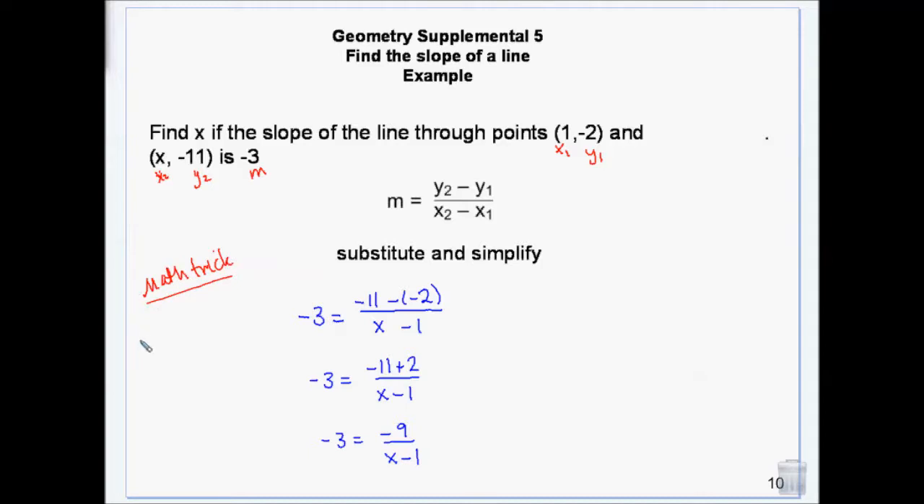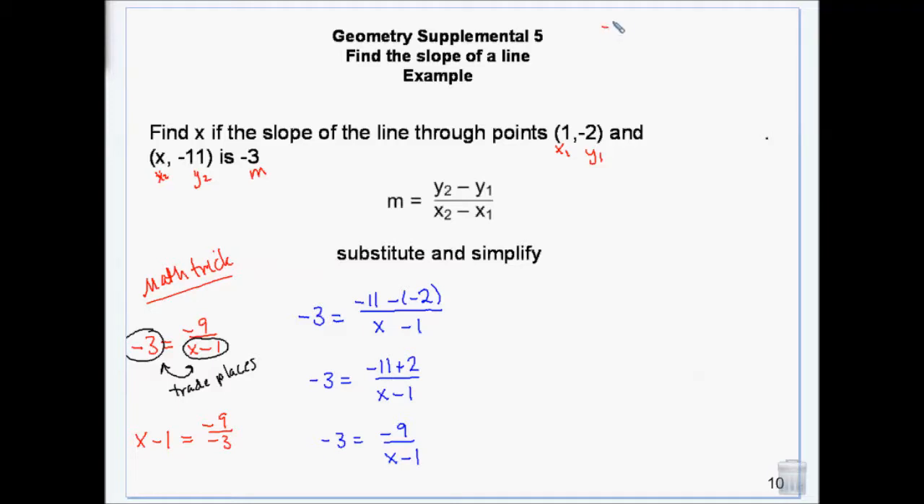Okay. If I have a number by itself on one side of an equal, and I have something with a variable in the denominator on the other side, also by itself, I can just take these two things and trade places. And this ends up being x minus 1 is equal to negative 9 over negative 3. The reason that works is because to clear out this x minus 1, I would multiply both sides by x minus 1.